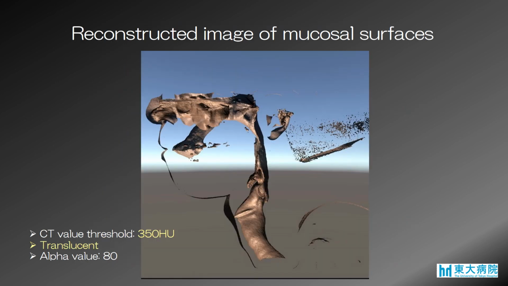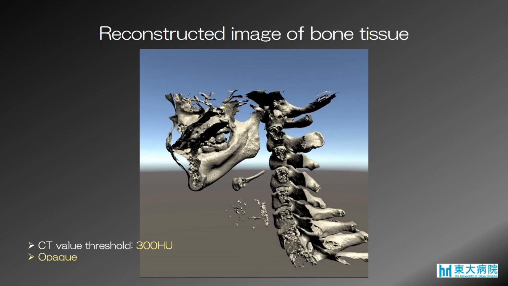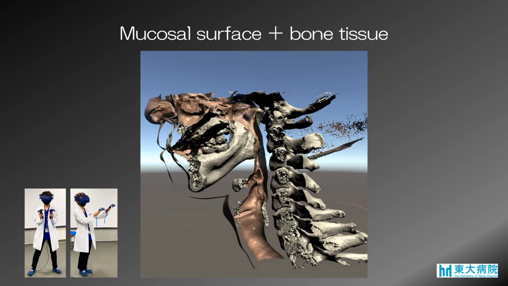This is a reconstructed image of the mucosal surface. And the next one is a reconstructed image of bone tissue. Superimposing them, you can see the bone structures in the same view. We programmed the optimal setting conditions for VR images and automated the process of displaying VR images from DICOM data of swallowing CT.